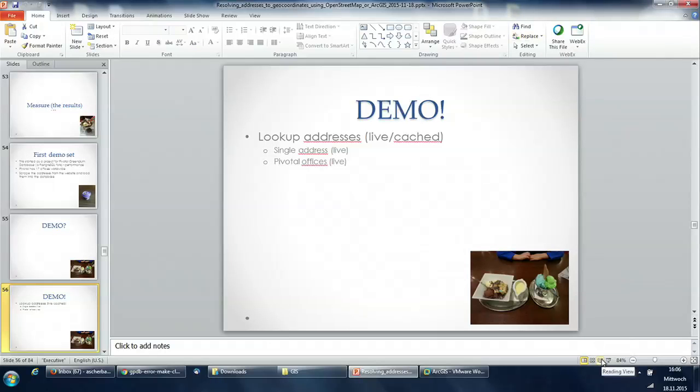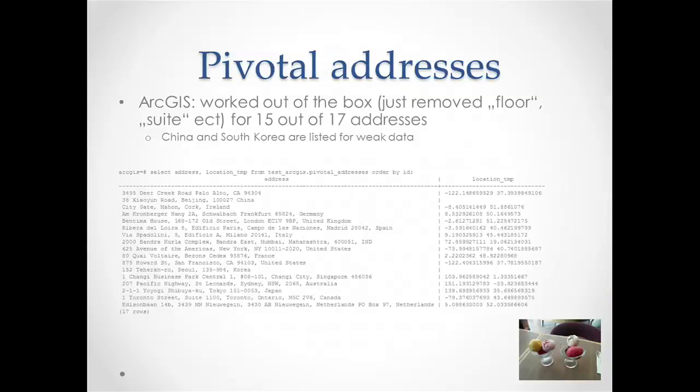And one result we see is that we actually get back 17 lines, but for two of them, I cannot resolve coordinates. One of them is China, and the other one is South Korea. And if you go to the ArcGIS website, you see that they specifically mention that they have weak data for China and for Korea. Every other country seems to be good, but not these two. Okay, same result.